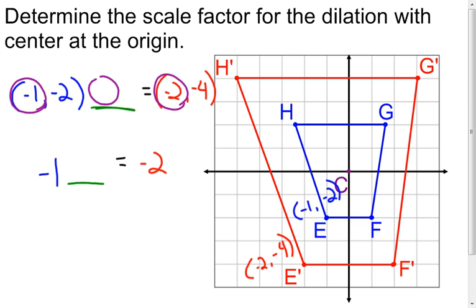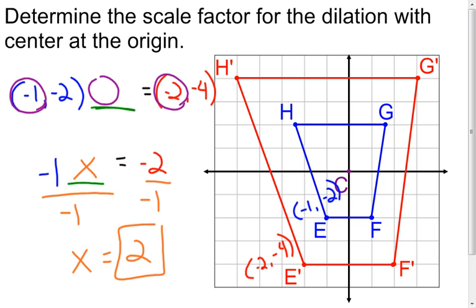Now in this one, it's pretty straightforward and easy to see, but sometimes it may not be. So this is where you maybe throw a variable in here. Call that x. Well, how do I get my x by itself? In this case, I divide by the number that's in front of the x, which is -1. If I divide both sides by -1, I find out that x equals 2. There was my scale factor. Same thing as it was before, which it should be because I'm using the same figure.